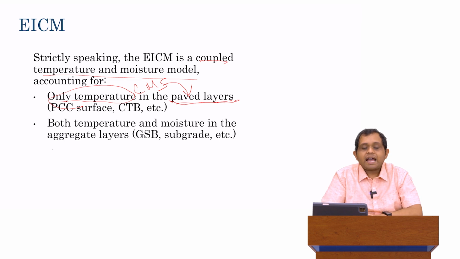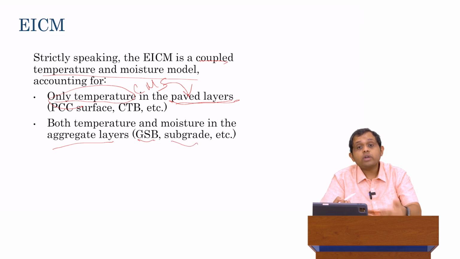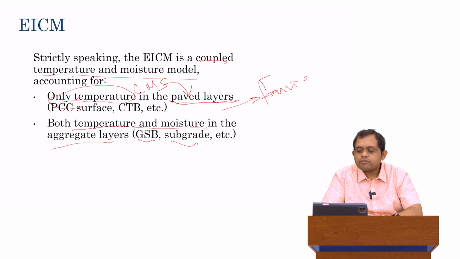But for aggregate layers, GSB, granular subbase, subgrade, etc. For these aggregate models, where we do expect moisture, we expect movement of moisture, and we expect temperature as well. In that case, both temperature and moisture are modeled. So here we use the Fourier heat equation, right? We use the Fourier heat equation here because it was only modeling temperature. So we have full understanding of what that is at this point.